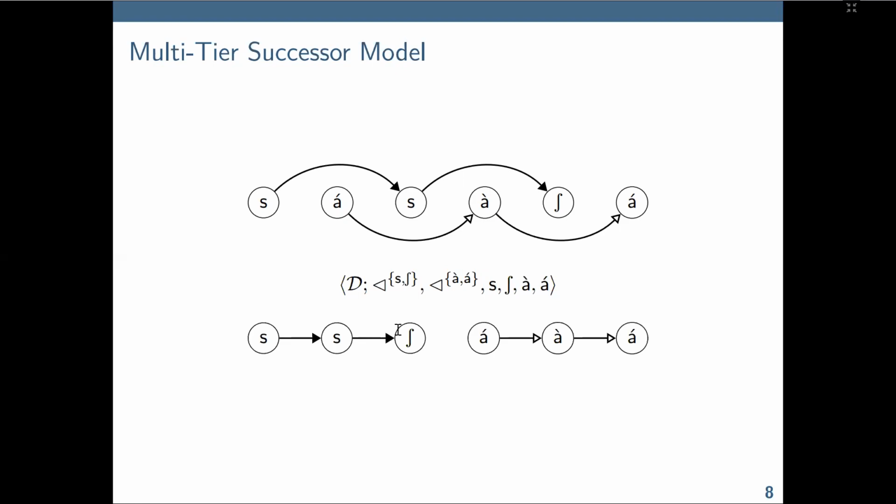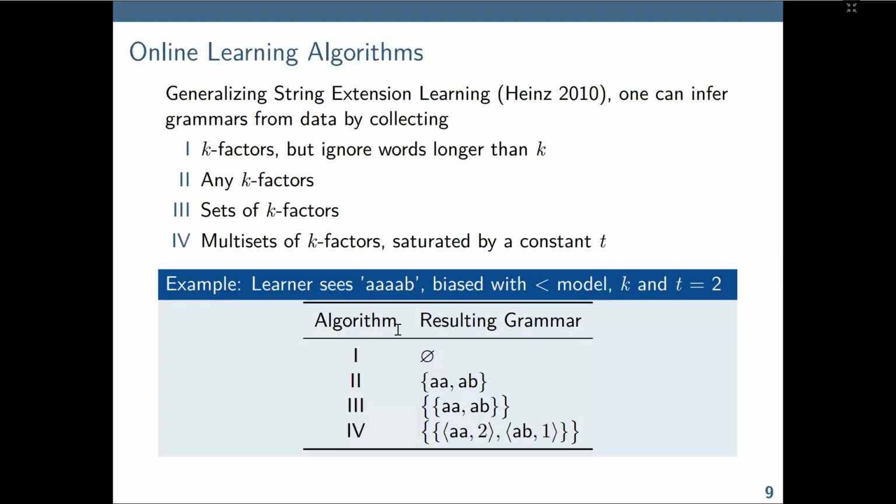The second parameter has to do with how the learner collects the factors, okay? The learner collects factors of a certain type, but how it does so describes the typology of online learning algorithms, okay? Online meaning that the learner gets a form and then immediately performs inference on it. They don't need a batch learning algorithm, okay? So generalizing string extension learning from Heinz 2010, one can use the factors to infer grammars from the data, okay? And the learner can do this in four different ways, okay?